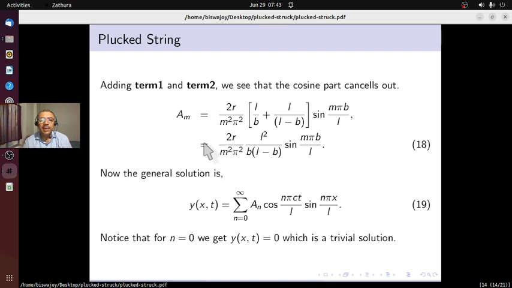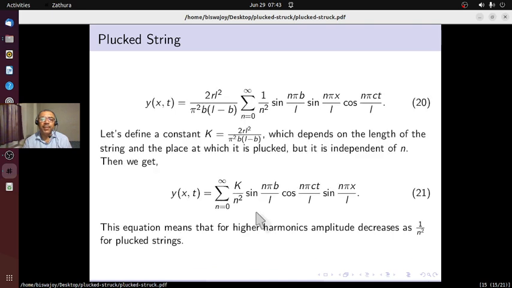We can see the dimension of A_m: here length squared, here length squared, so it cancels. And this is a number, so this is just r, which is length. So the dimension of A_m is the dimension of length, so it is fine. Now for the general solution, we have to substitute the value of A_m that we have just obtained here, and then we get the general solution y(x,t).